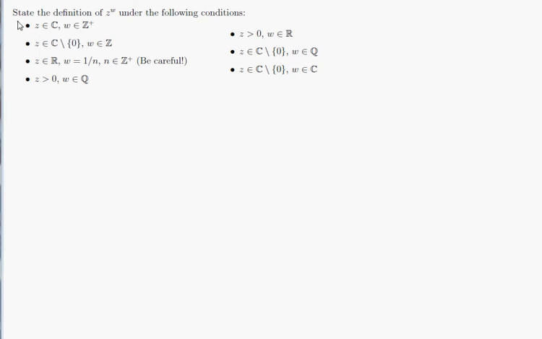First off, the ordinary definition: z is a complex number and w is a positive integer, so something like 2 plus 2i to the fifth power. So that's what we're talking about for number one. The definition is exactly what you think it ought to be. So z to the w is going to be equal to z times z times z times z, w times.